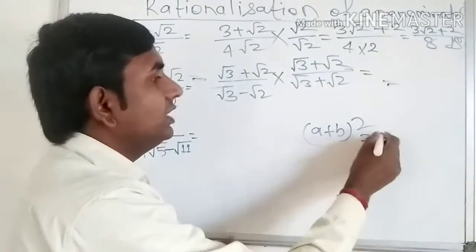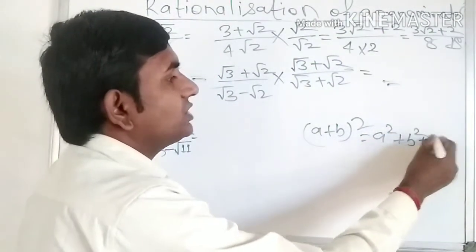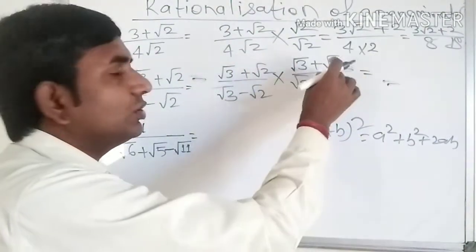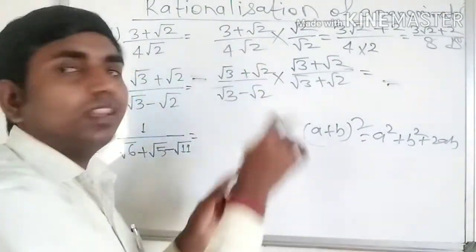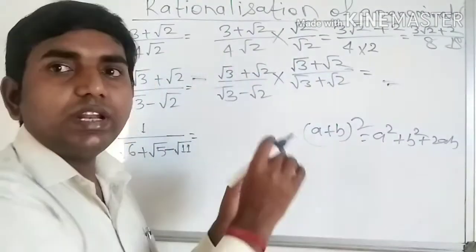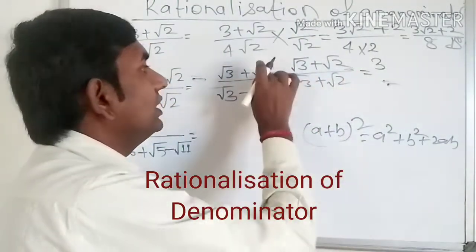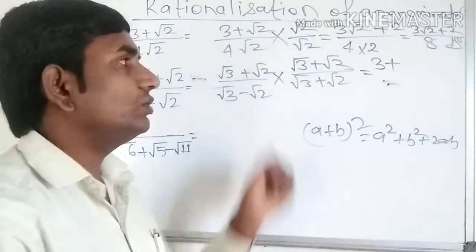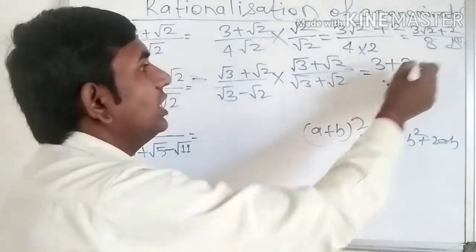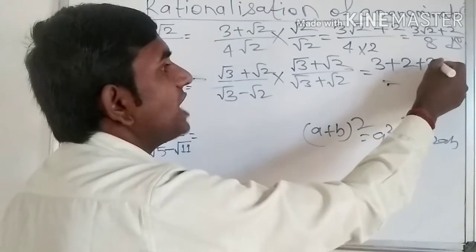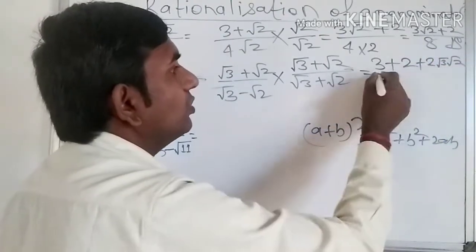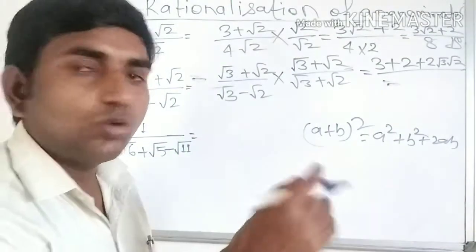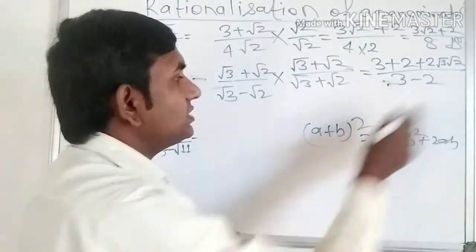Okay, and we know that (a plus b) whole square is a square plus b square plus 2ab. So here we have (under root 3 plus under root 2) whole square. Now if we find a square, under root 3 square, then it becomes 3. Here b is under root 2, so b square is equal to 2. Here plus 2ab, so we have 2 under root 3 under root 2. In the denominator we have under root 3 square minus under root 2 square, so it's equal to 3 minus 2.